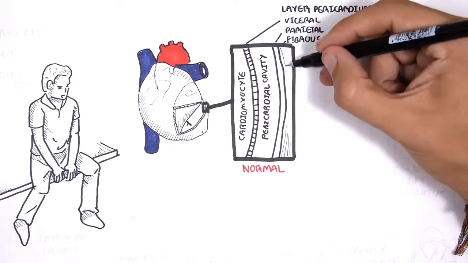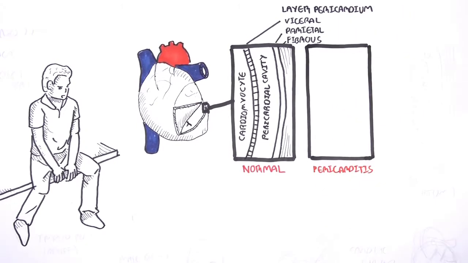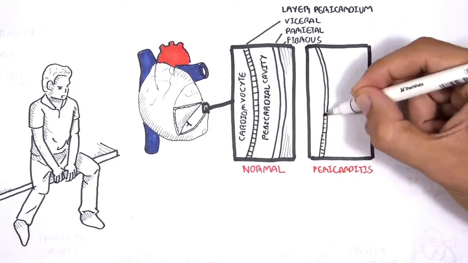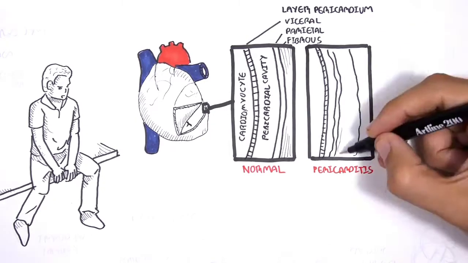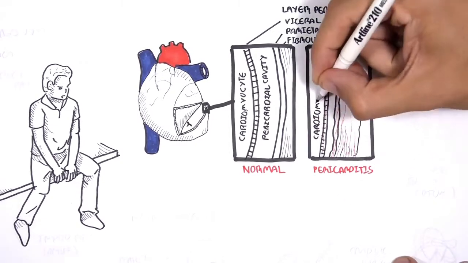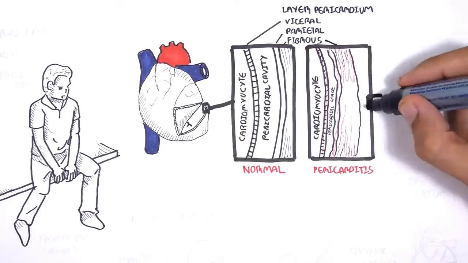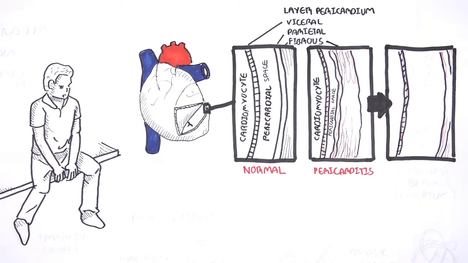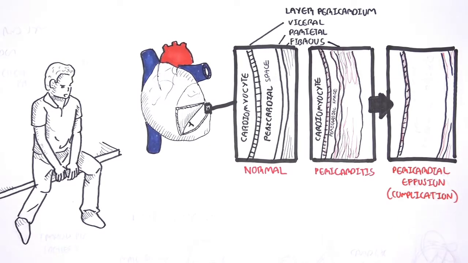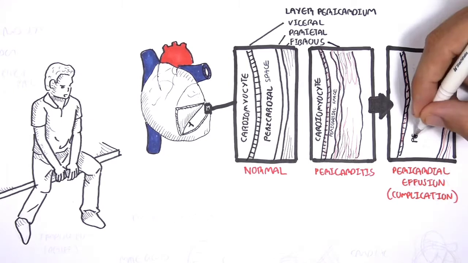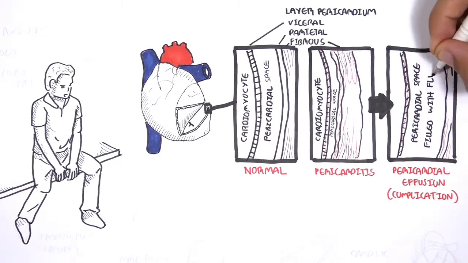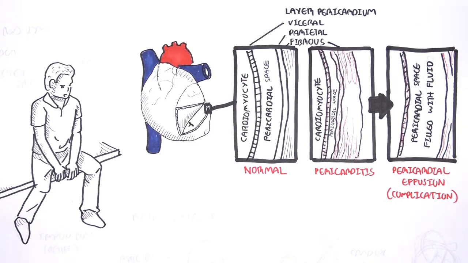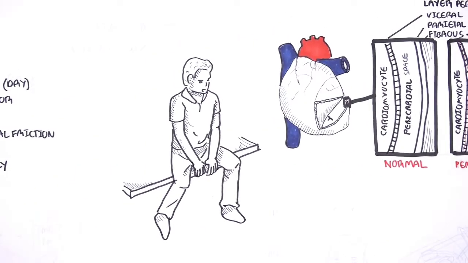In pericarditis, there is an inflammation of the pericardium which results in narrowing of the pericardial space and possibly some scarring if pericarditis persists and is not treated. Pericarditis can lead to pericardial effusion as well, which is a complication. Pericardial effusion is when the pericardial space is filled with extra fluid. This extra fluid exerts pressure on the heart muscles, resulting in cardiac dysfunction as well.